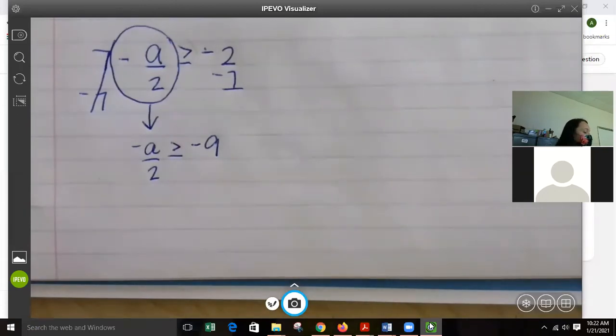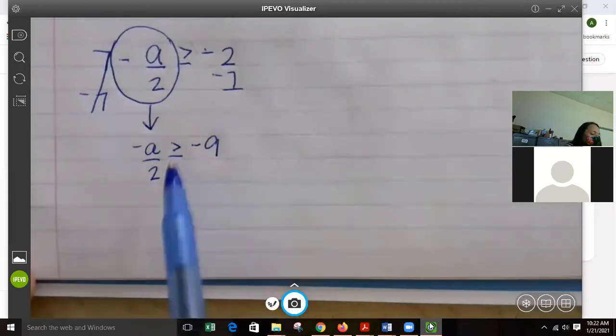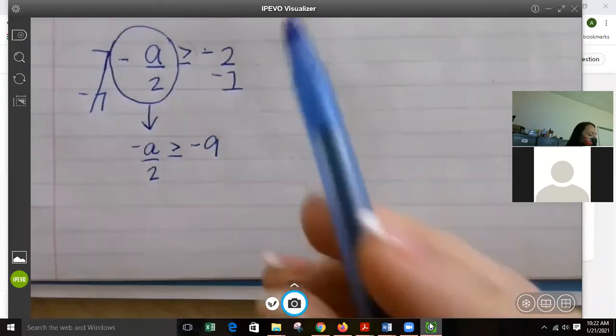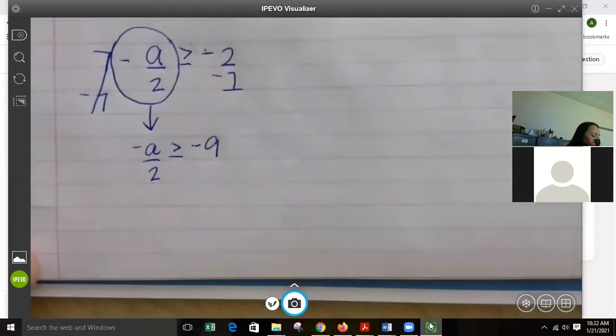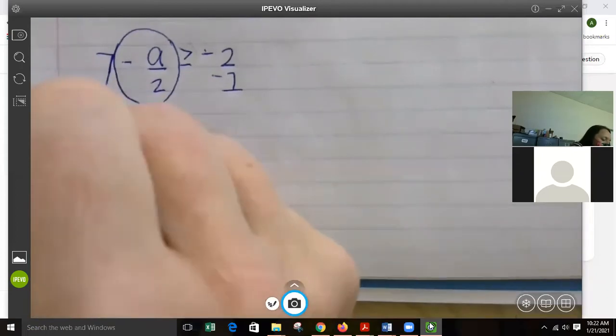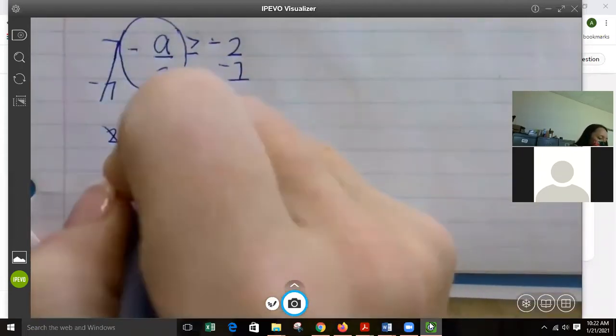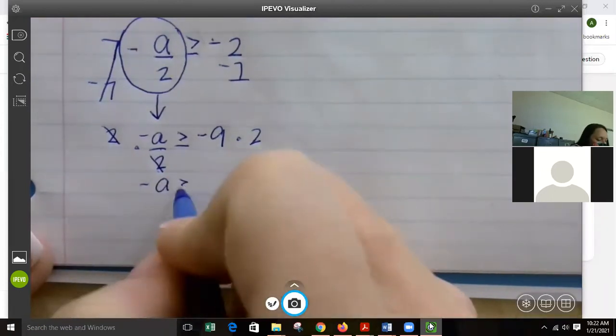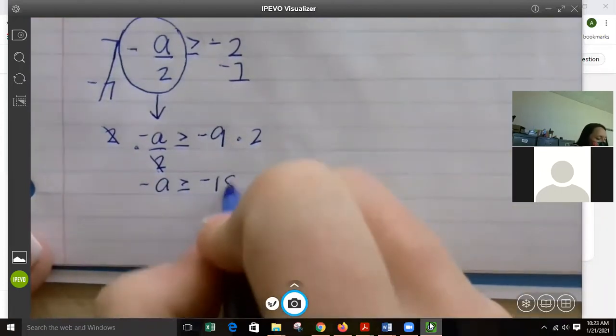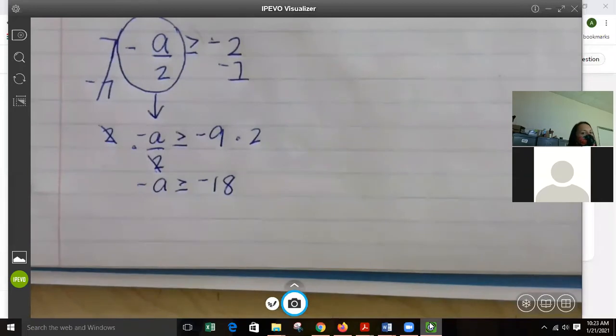All right, now this one looks exactly like the last one that we just did. Okay, so we can either take it in 2 steps or we can take it in 1. It's up to you. So if we're looking at this, you guys typically do 2 steps. We need to get rid of divide 2. So we're going to multiply 2. Your 2's will cancel out and leave negative a is greater than or equal to negative 18.